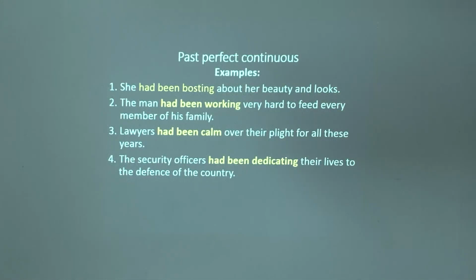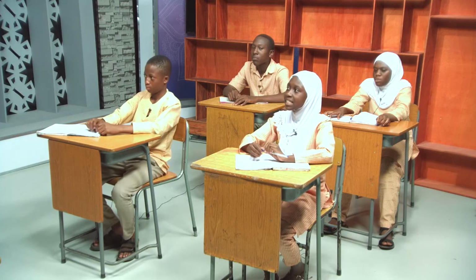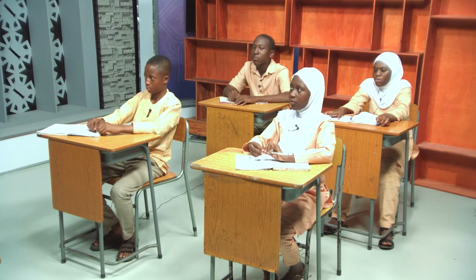Then we have this. The security officers had been dedicating their lives to the defense of the country. Good. So we have past perfect continuous. Past perfect continuous. Any question? In constructing sentences in the past perfect continuous, can it come in a question form?